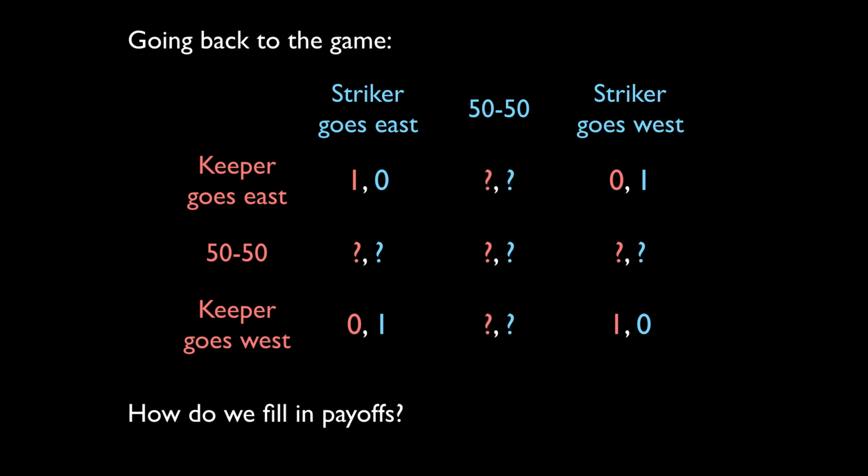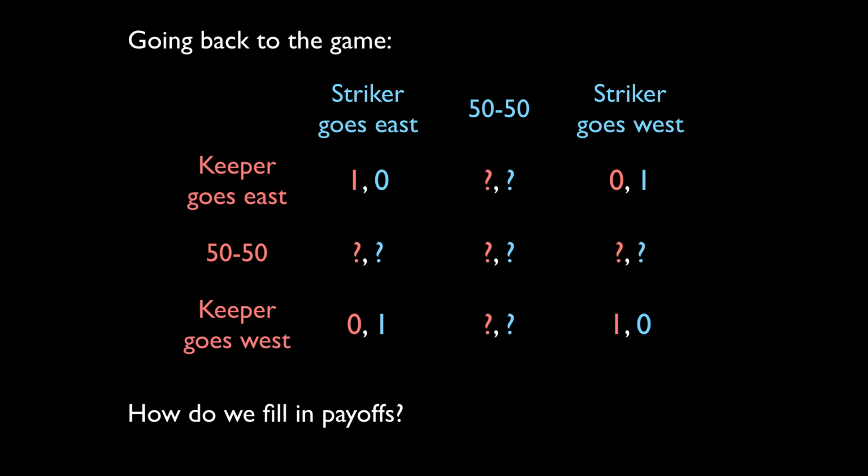And the striker's going east. Is it clear what I'm doing? I'm trying to fill in that little number there, the payoffs in that space. So this is where the keeper goes 50-50 and the striker's going east. Let me write down my original pages.